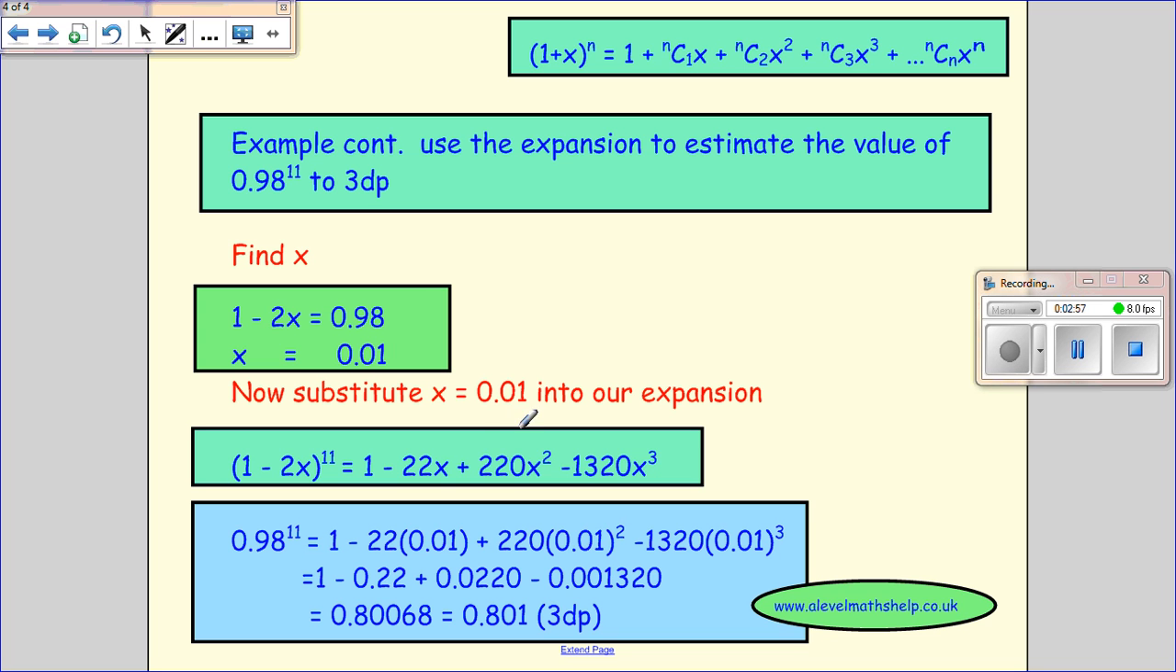So once I know what my x value is, all I do is slot it into the expansion that I found in the first bit of the question to find out what this thing equals. And you can see that this is a pretty hideous looking thing, but it's quite nice, you put in this 0.01 in all the places. You can use your calculator, and we work it out to 3 decimal places, and it comes out at 0.801. Okay, so that's how you use the binomial expansion to make estimations of numerical expansions.